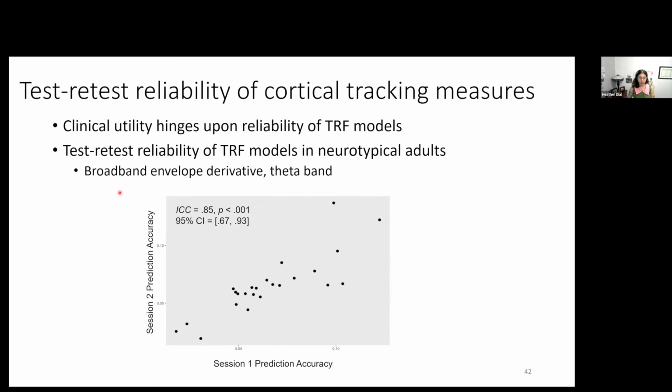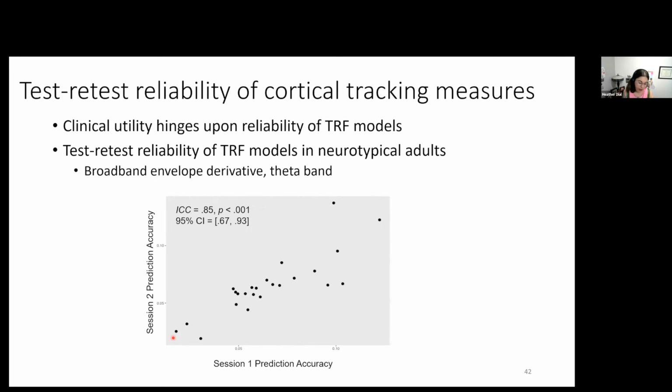In this case, I'm showing you the broadband envelope derivative. This just emphasizes acoustic onsets and offsets. I'm reporting in the theta band here, but I hope that you can appreciate how strong this correlation is across sessions. So we have an intraclass correlation coefficient of about 0.85, which is pretty strong, and it gives me good confidence that at least in a neurotypical younger adult population these measures are reliable over time.